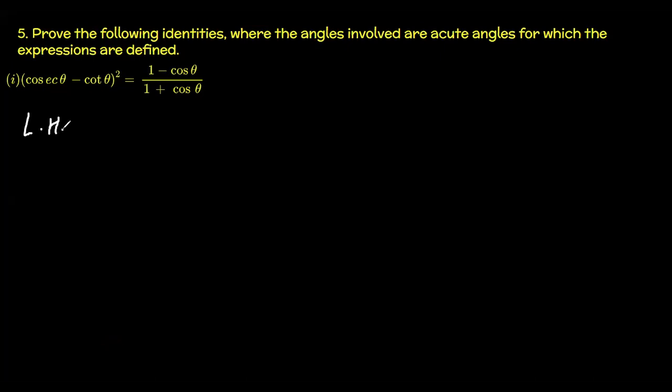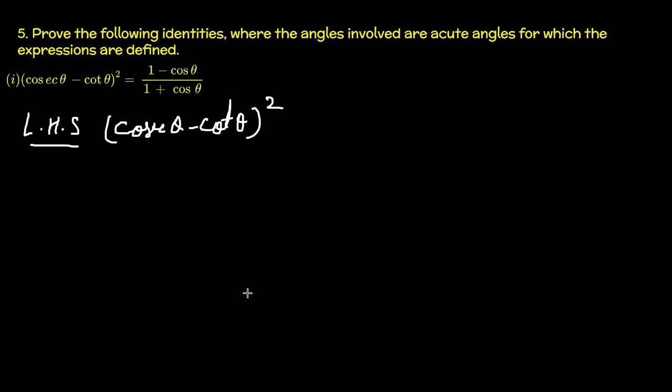Simply take the left hand side, cosec and cot, and here we see it in terms of cos. So it makes sense to change everything in terms of sine and cos. So let us first write the given equation, which is cosec theta minus cot theta and whole square of this.